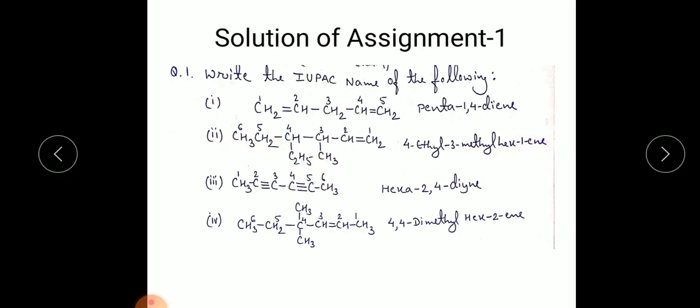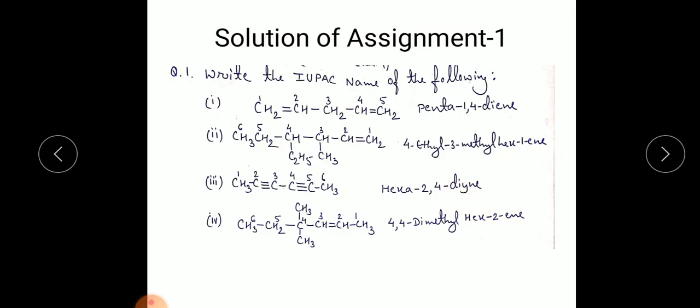Similarly, in the third one we have triple bonds. You can count from either side since the compound is symmetrical. If you number from this side 1 2 3 4 5 6, we have 6 carbon atoms, so hexane. Over here again we have 2 triple bonds. One starts at 2 and the other at 4, so we give the positions 2,4, and for the triple bond we write yne, and since we have 2 triple bonds we write diyne.